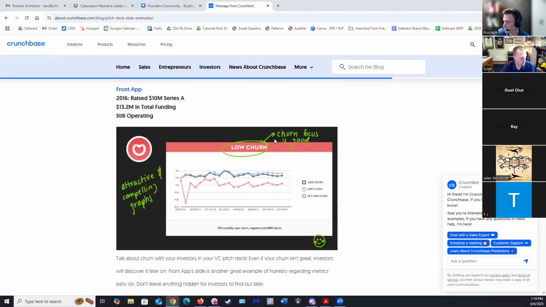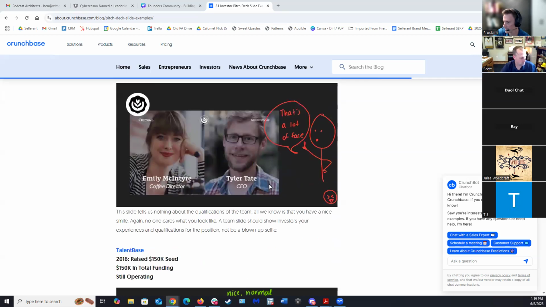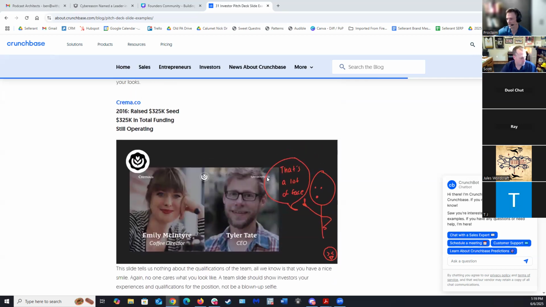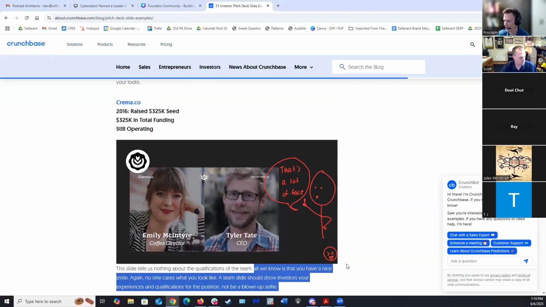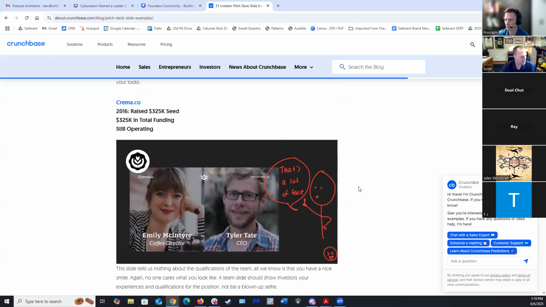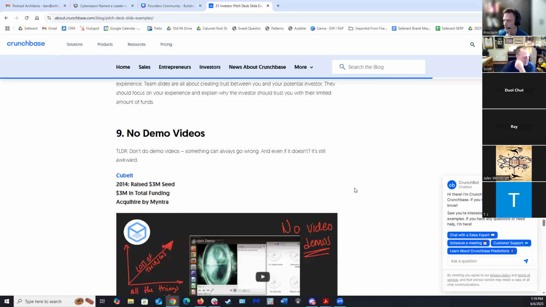Low churn focus is good. I like the visual they used here. This was one of the last ones I wanted to get to, your team page. These photos are really nice, but what have these people done? All we know is that you have a nice smile. No one cares what you look like. So logos, success, little success bullets, things like that.